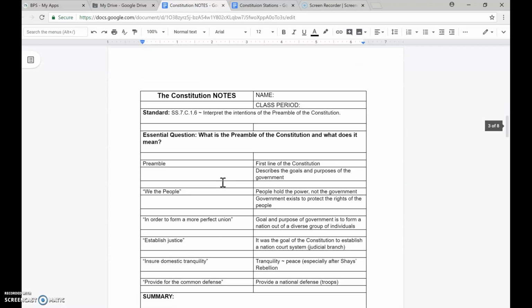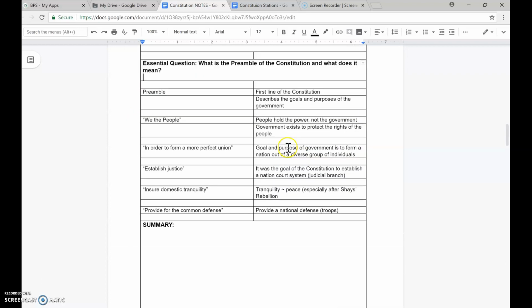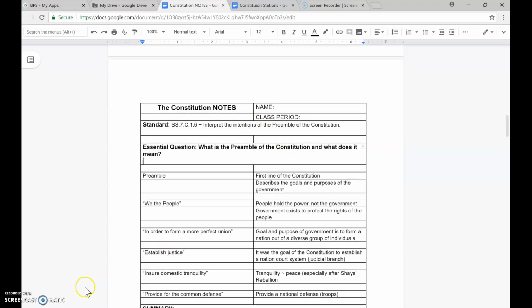Okay, I'm so glad you're back. The next standard is interpret the intentions of the preamble of the Constitution. And I have 1 minute. So I'm not going to have time to go over this. The essential question was, what is the preamble of the Constitution and what does it mean? And I will have to save this for another video.